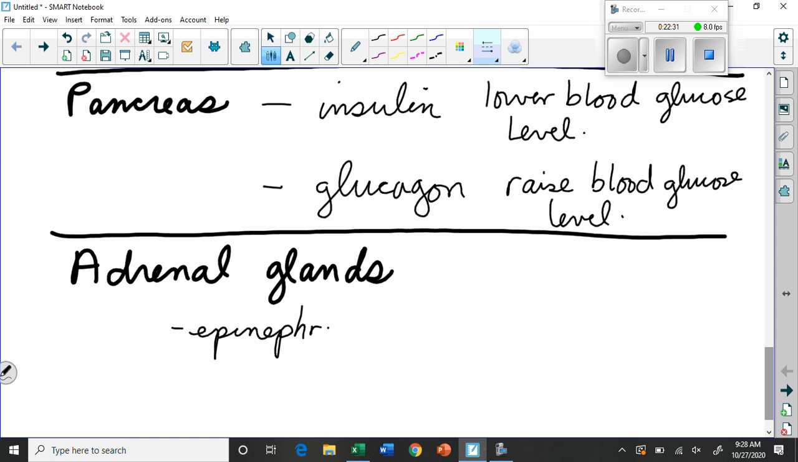epinephrine, and another one called norepinephrine. These two hormones do work in conjunction with each other, and they are a very important part of the fight or flight reaction, which we'll study later when we get into the nervous system.